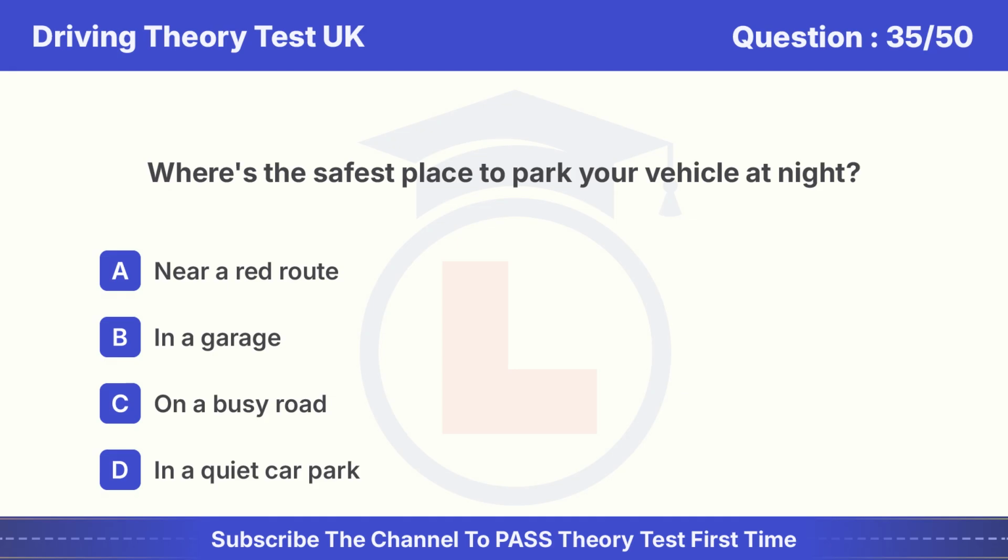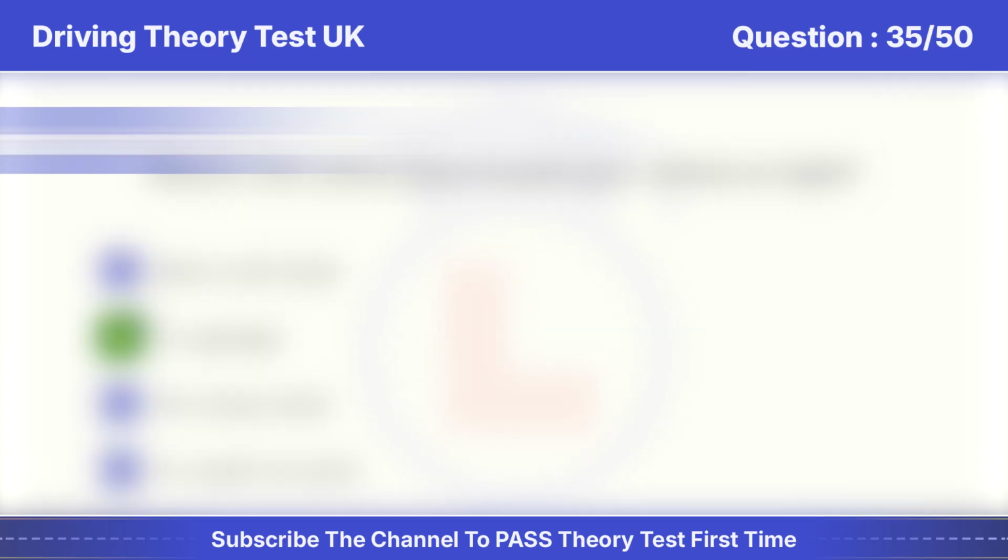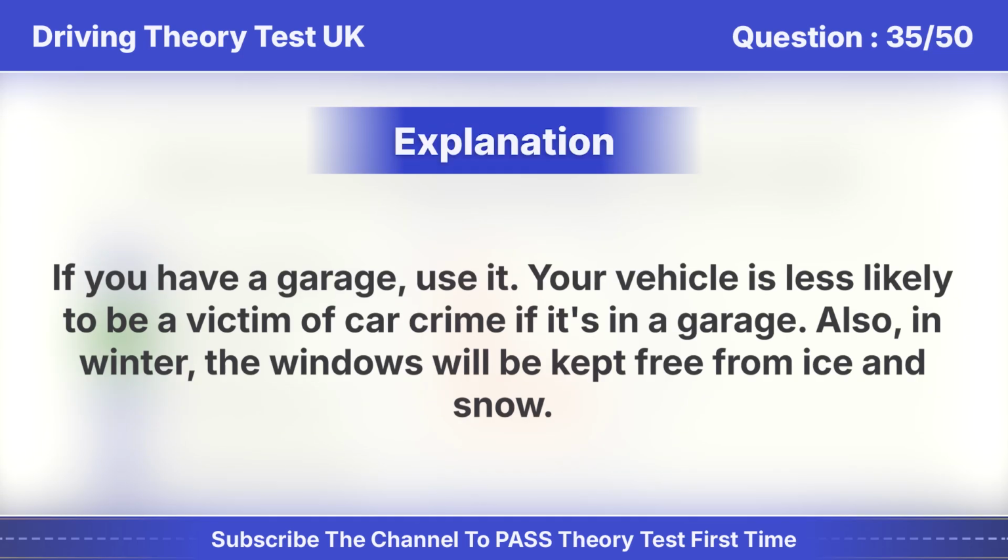Question 35. Where's the safest place to park your vehicle at night? Answer is B. In a garage. If you have a garage, use it. Your vehicle is less likely to be a victim of car crime if it's in a garage. Also, in winter, the windows will be kept free from ice and snow.